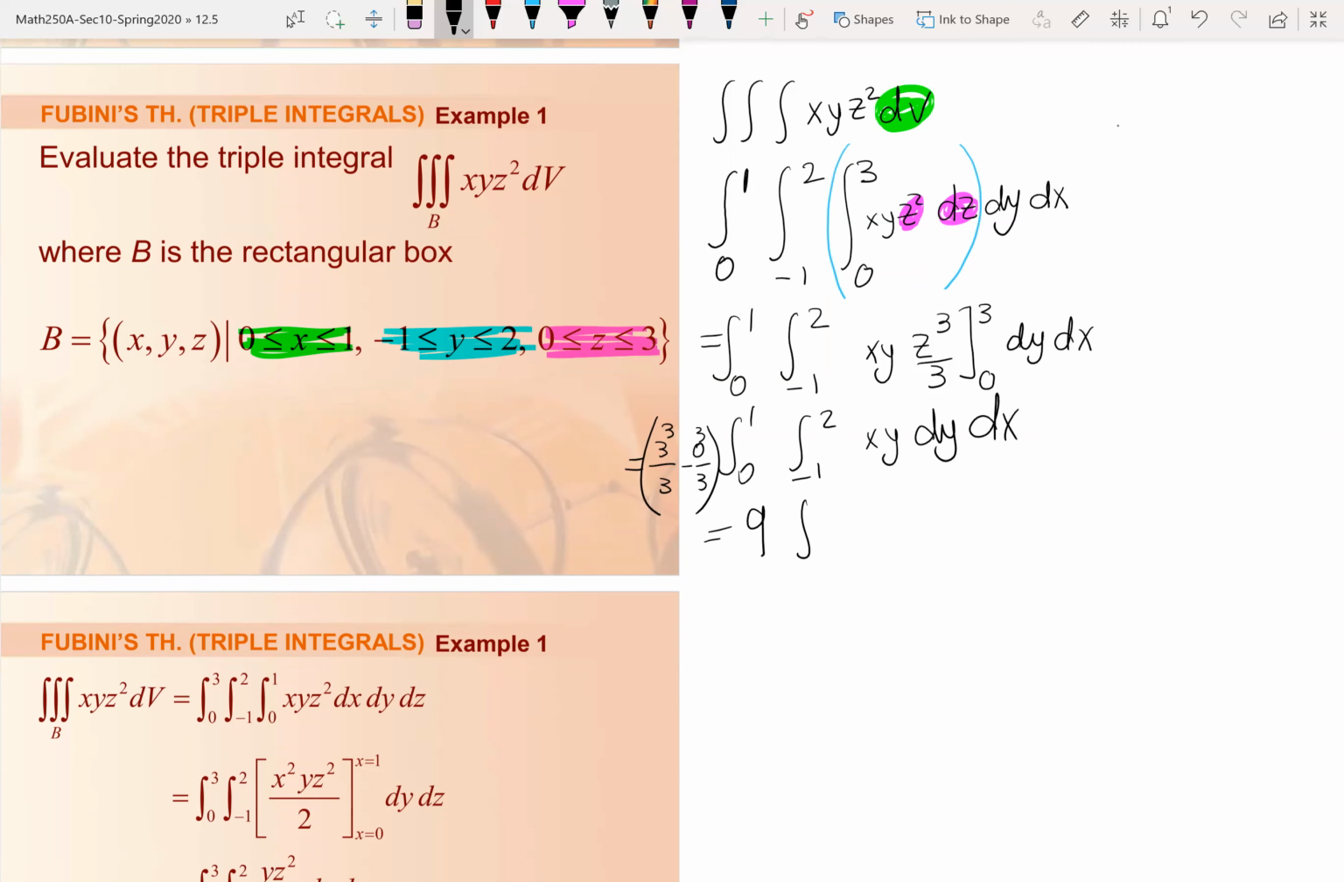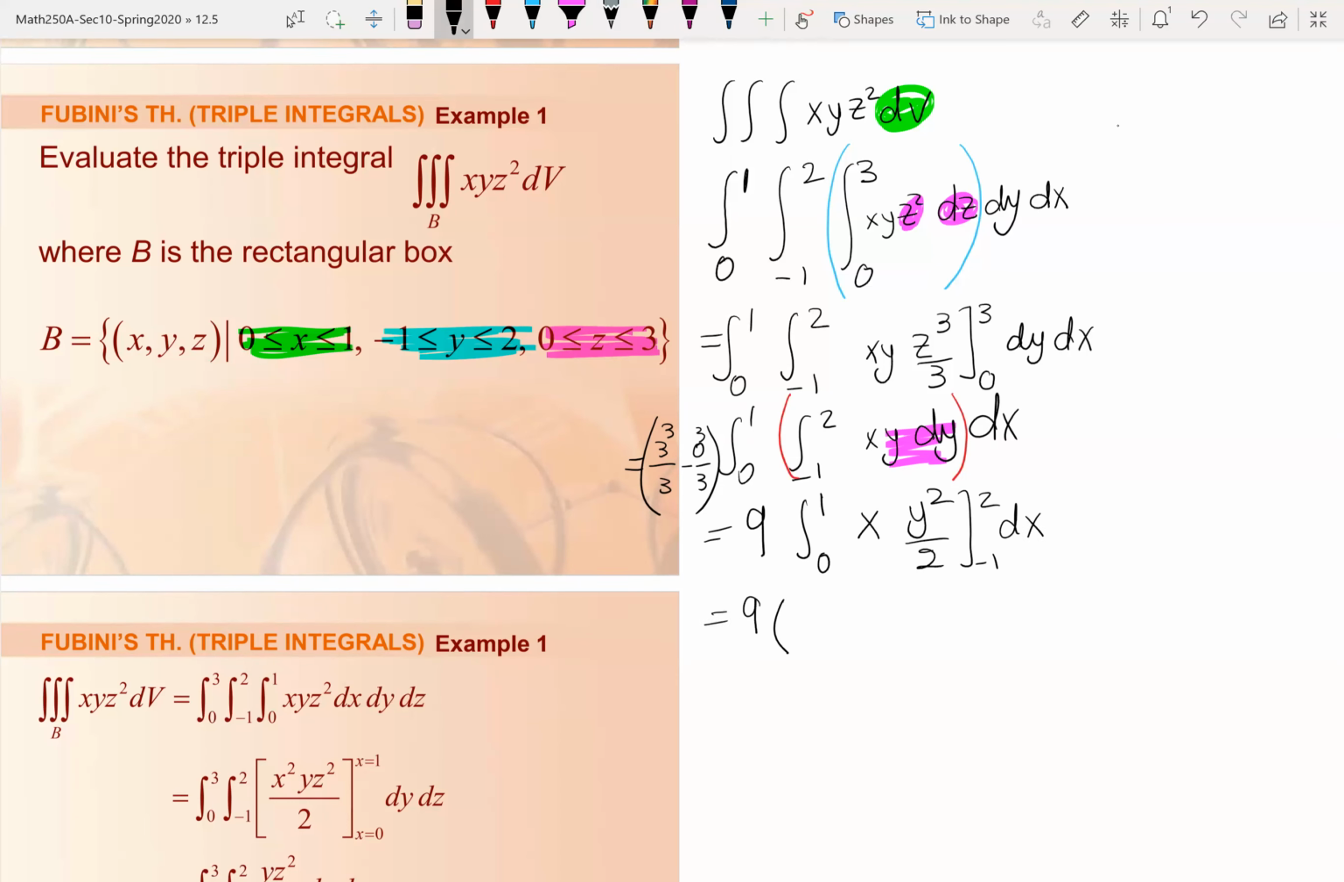And then I have to keep the outer one, which is just x. The inner one is in terms of the y. So I have to say which one is constant. This is just the y, so x is a constant. I keep the x to be there. The integral of y is y squared divided by 2. So then you have -1 to 2, then dx. That gives me 9 outside.